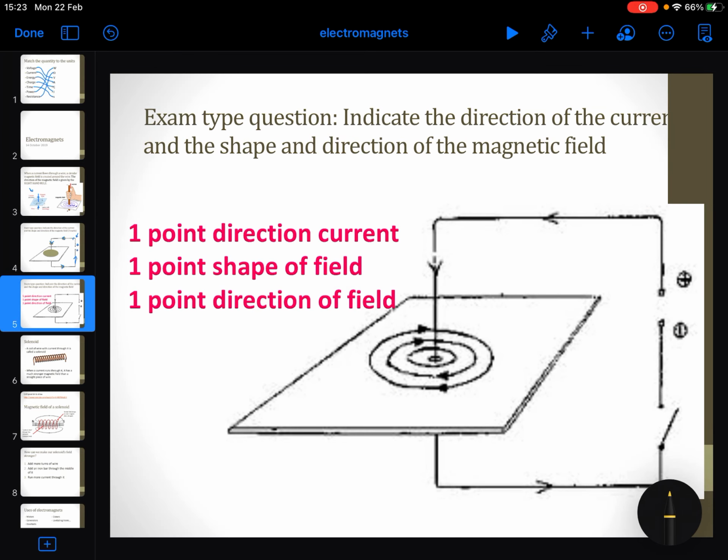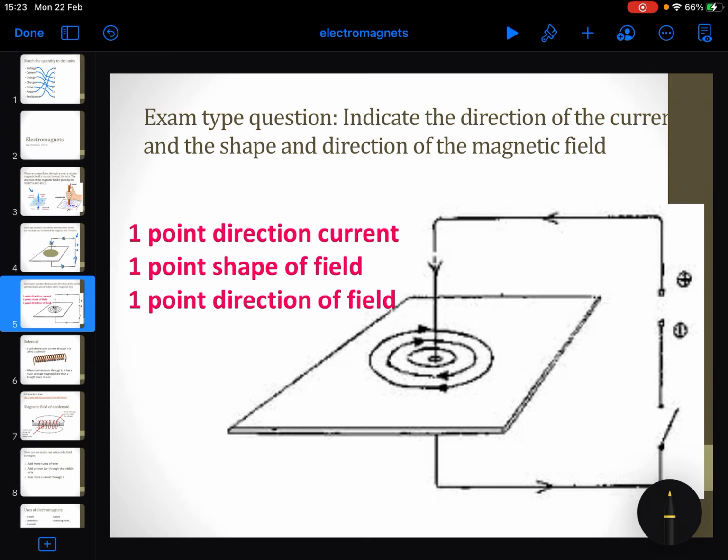So here we go. 1 point for the direction of the current, 1 point for the shape of the field, that's a circle, and 1 point for the direction of the field, showing the fact it's going clockwise. So right hand grip rule. If you use your left hand, it won't surprise you to learn that everything will be backwards. So you must make sure you are doing the right hand. Okay, so that was that.